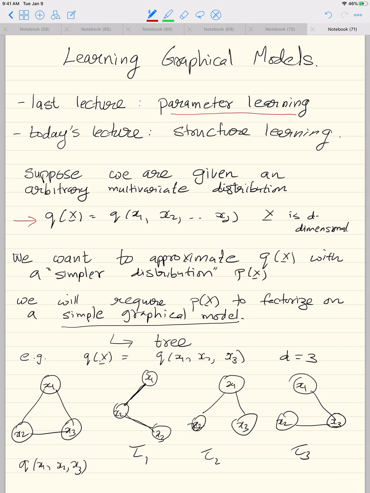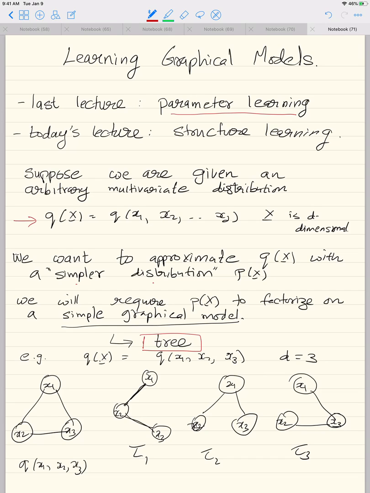So we'll assume that Q of x1 to xd is a d-dimensional distribution that is already given to us. And we want to approximate Q with a simpler distribution, P of x. Now, what do we mean by a simpler distribution P of x? We will require that P of x actually factorize over a simple graphical model. And the graphical model that we will consider in this case will be a tree.